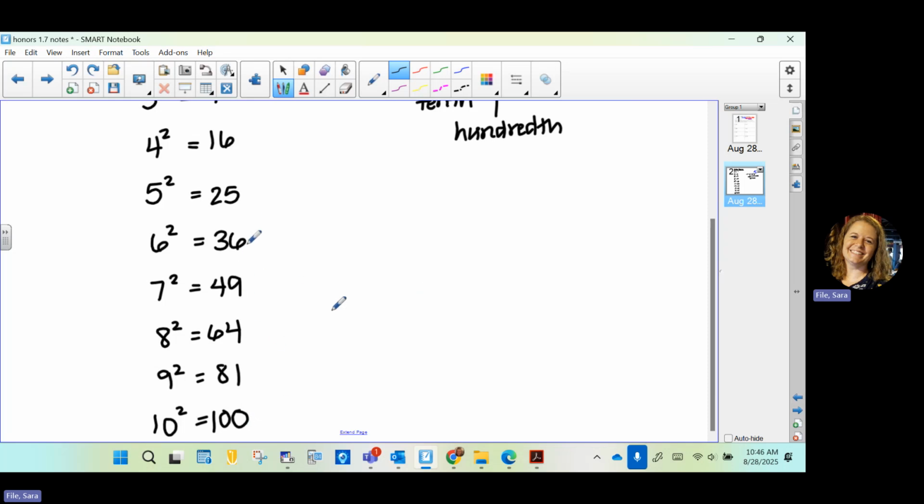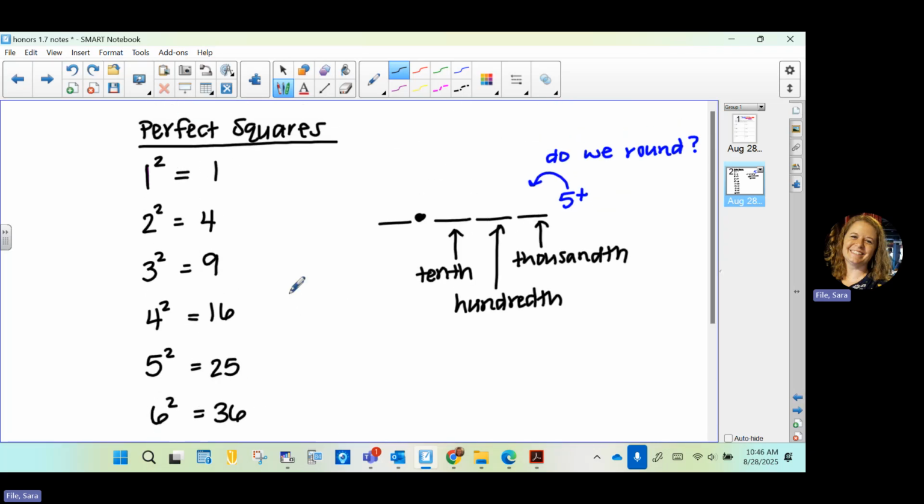Perfect squares are values that we can take the square root of and get an integer answer. Okay, not a decimal. So the square root of 36 is 6. The square root of 49 is 7, right? Y'all understand this, what perfect squares are?